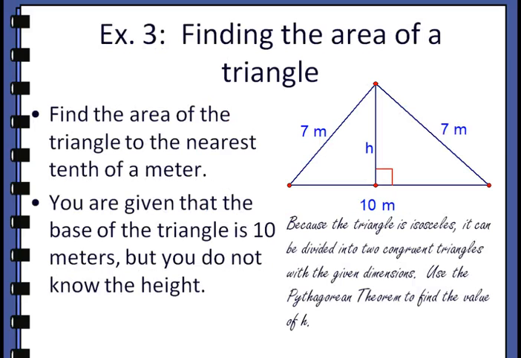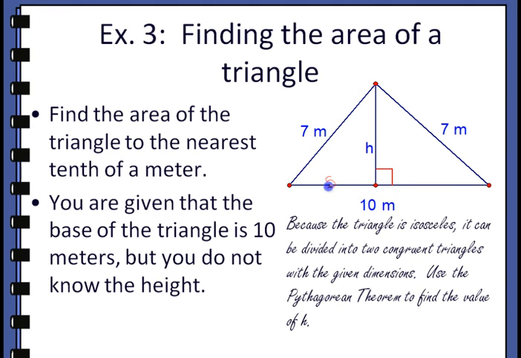You can find the area of a triangle to the nearest tenth of a meter. You're given that the base of the triangle is 10 meters, but you do not know the height. But because this triangle is isosceles, we know it's going to be two congruent triangles when we draw this height, when we draw this altitude down. So then we can use the Pythagorean theorem.